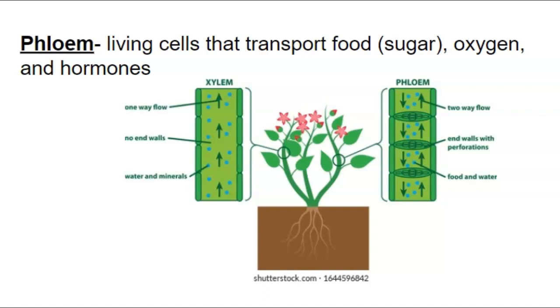And phloem is made of living cells. Remember xylem, it was made of dead cells? The phloem's made of living cells. They transport food, oxygen, and hormones. Main thing here is that they transport the food or the sugar. You can see here we have a picture, xylem and phloem.